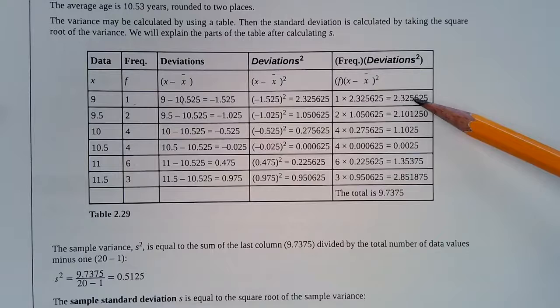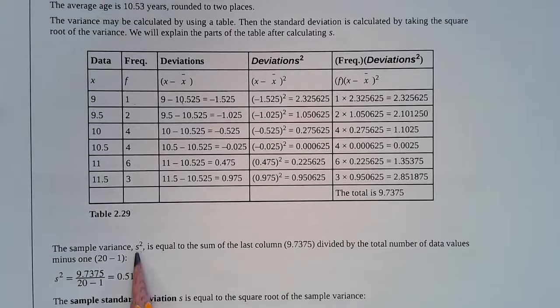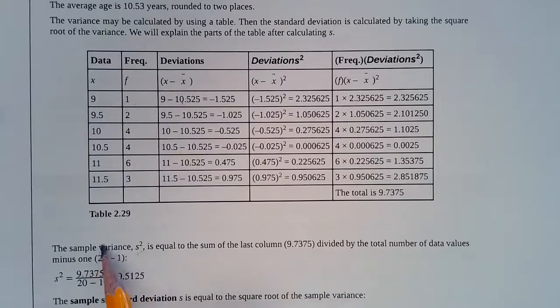Then you take all of these, and that is the sum of the squares of these deviations. This is your variance, okay? So the sample variance is the same as your s squared. Remember, because s was the square root of variance, so variance is s squared.